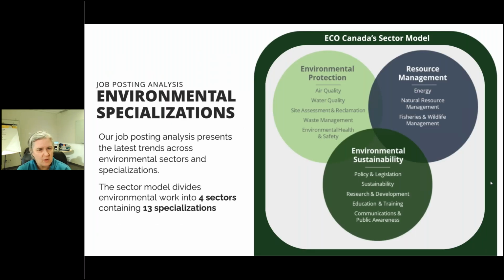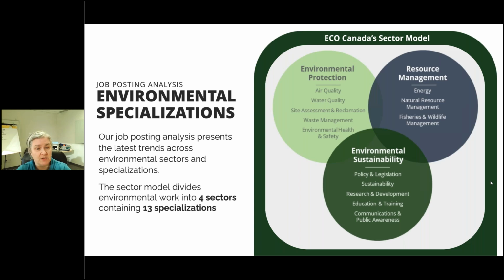One of the other ways that we classify environmental work is by the type of activity that the environmental worker is doing, or the field of specialization for that environmental worker. We've got 3 broad categories of environmental work: environmental protection, resource management, and environmental sustainability. If we take a look at each of those 3 large categories, we can drill down a little bit into what we refer to as our specializations or subsectors.